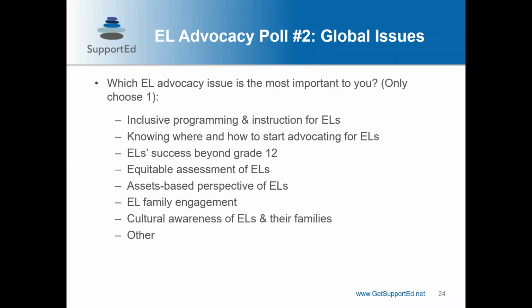So I'm able to see how many of you have responded, and I'll wait until we have a good three-quarters of you. So definitely. Right now, before I share the results, I'm seeing that inclusive programming and instruction is coming in first. Cultural awareness is coming in next from what I see. And I'm going to go ahead and end the polling and share the results with you. So you can see that 35% of you said inclusive programming and instruction, 19% said cultural awareness, followed by equitable assessment and assets-based perspective. Great, so thank you for participating in that poll.